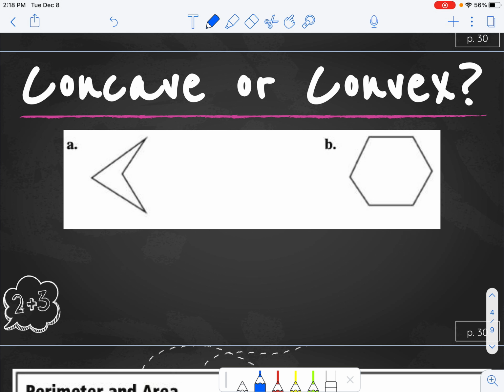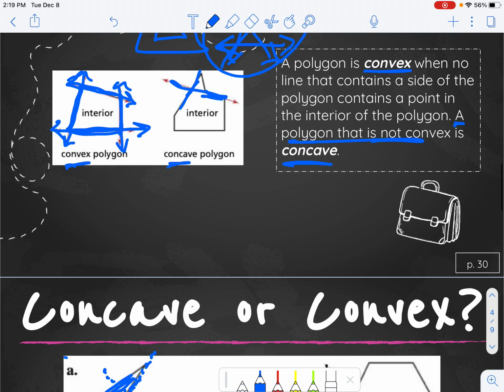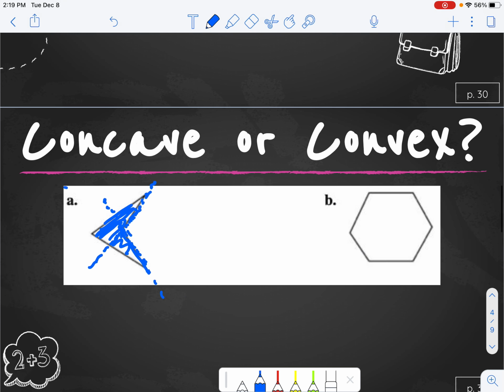So let's look for a second. Convex or concave? Well, to find out, we can just kind of continue these lines as if they went on forever. And you can see that this shape here in A, if you were to continue this line, it'd cut across the interior of this polygon. And the same would happen for this line, so it has 2 lines that interfere. So that means that we have a concave polygon here.